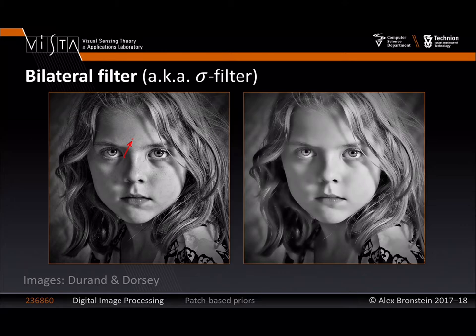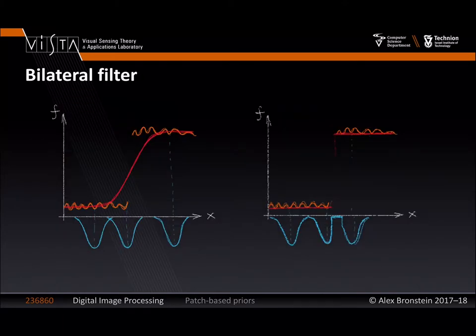This is one of the necessities to do some kind of non-shift invariant filtering. So let me try to explain what I mean by non-shift invariant. What you have on the left here is just homogeneous convolution with a Gaussian kernel. What I'm showing you is just one row from an image, so it's easy for me to show you a one-dimensional signal. So think of f as a one-dimensional signal. The horizontal axis is x, the vertical axis is f of x.